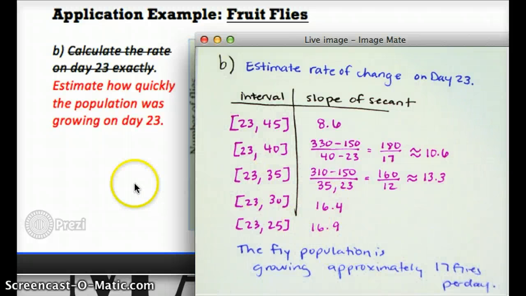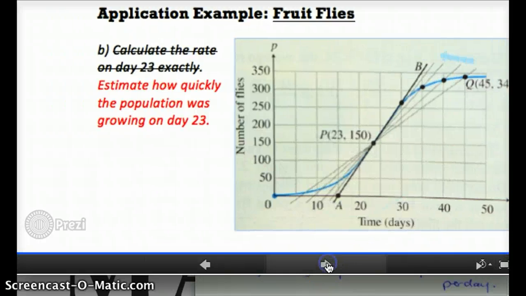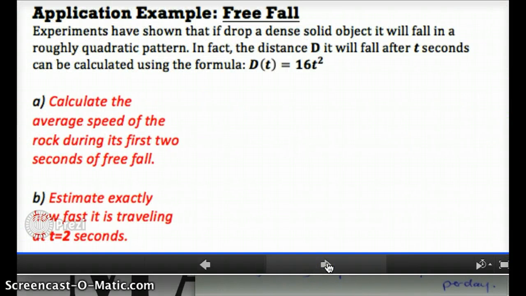Use this same idea to think about a different example. And we will come back to this second example in class.